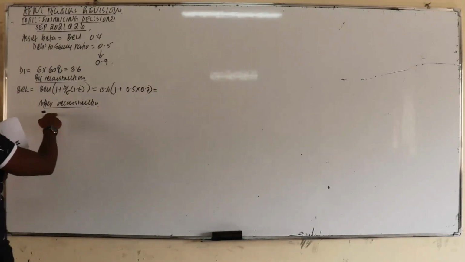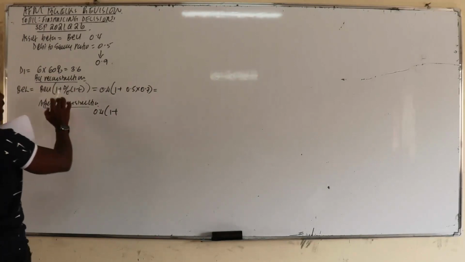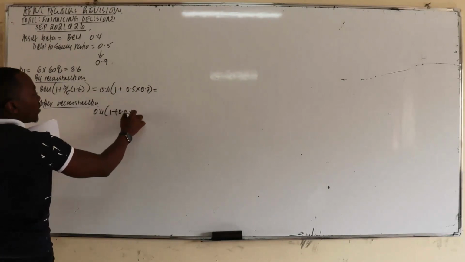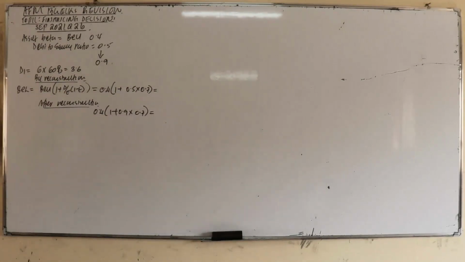After reconstruction, it'll take 0.4 times 1 plus. Now, what's changing is the debt to equity ratio. It will increase to 0.9. 1 minus 0.3 is 0.7. So, what do you get? Apply BODMAS. You take 0.5 times 0.7, then you add 1. You multiply by 0.4.